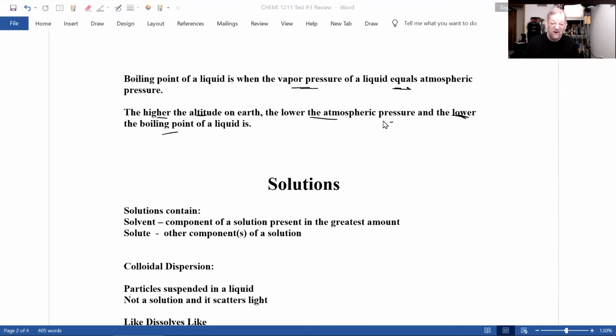The boiling point of water, instead of 100 degrees, is 68 degrees, and that is way lower. So that's something you should know.